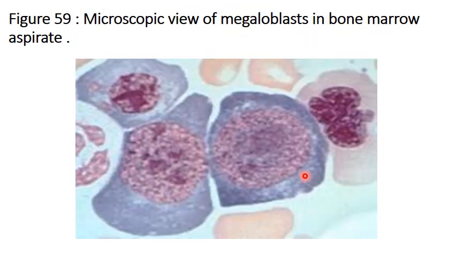This is also a megaloblast in the bone marrow aspirate. Look at it. It is a very large cell with enlargement of the nucleus. However, the size of the cytoplasm is normal because the RNA and the protein are unaffected. Only the size of the nucleus is increased because of the impairment of DNA synthesis.